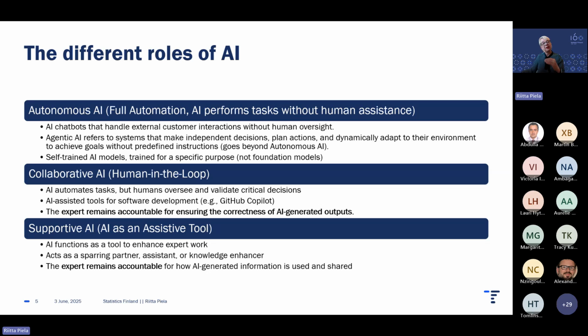And in between, there's this collaborative AI, where the AI does the main part of the work, but there's still a human in the loop who decides if the output of the AI was correct or not. And the expert remains accountable for ensuring the correctness of AI-generated outputs.